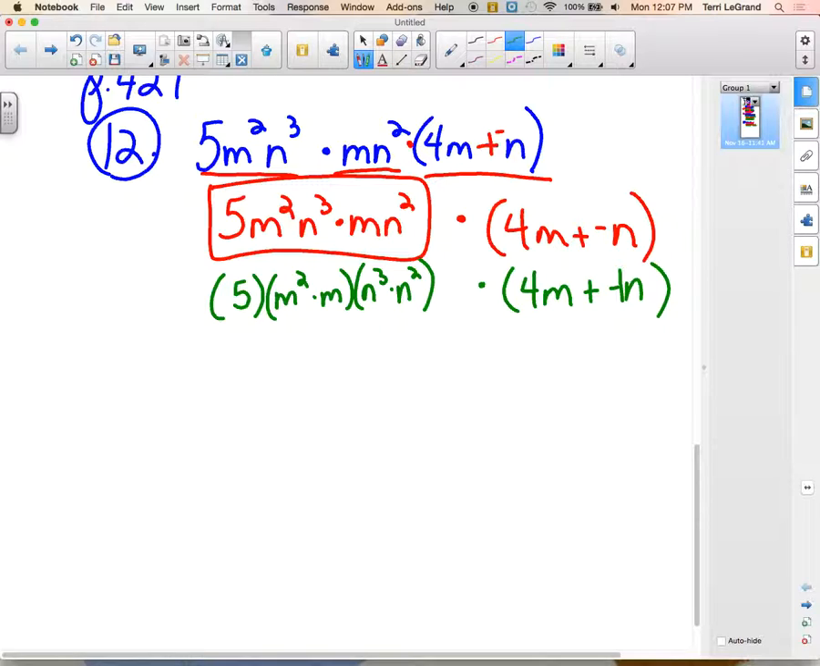Okay, what's this product over here? When we have a 5 times these m's times these n's, what's the result? What's the product? Josh, what do you get? I got 5m cubed n to the top, or n to the 5th. Okay, I agree. 5m cubed n to the 5th power. Now we have that times our 4m plus negative 1n.